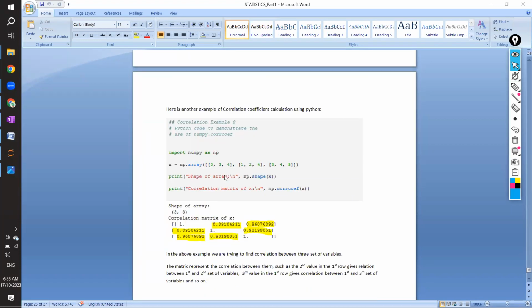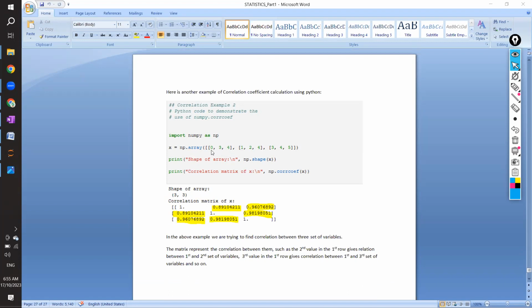we'll see another example. So if you see, you are having an array of 3 numbers. Okay, 0, 3, 4, 1, 2, 4, 3, 4, 5. Some numbers we are having. Now if you pass, that means 3 sets of numbers. You can call it A, B, C. 3 sets of numbers. So when you're saying 3 sets of numbers, if you just pass them as an array, all of these are x. Fine. You're just passing x, what is the shape of x? 3 comma 3. That means 3 rows, 3 columns.